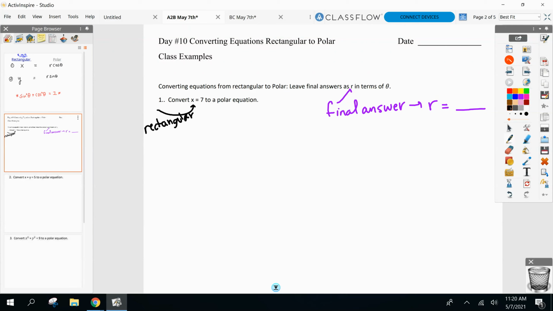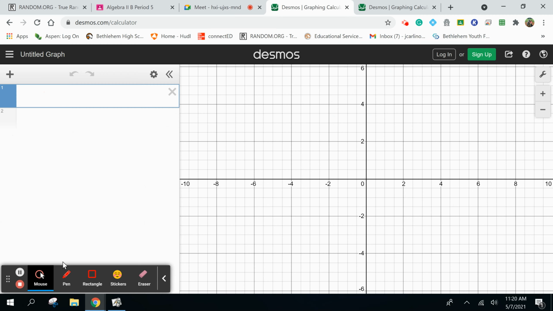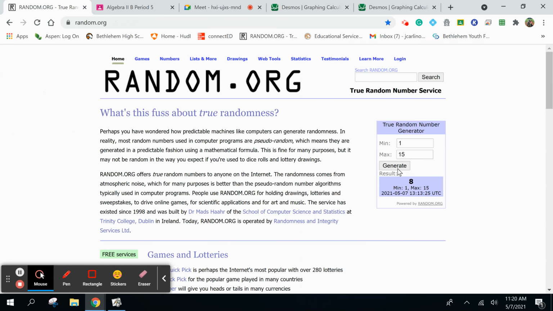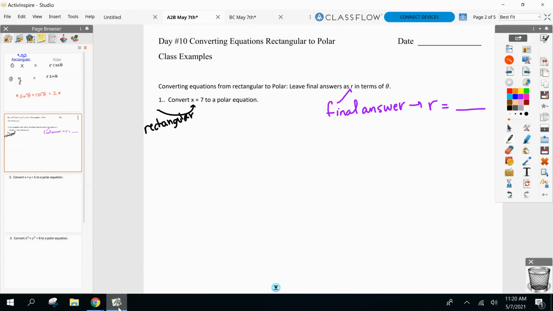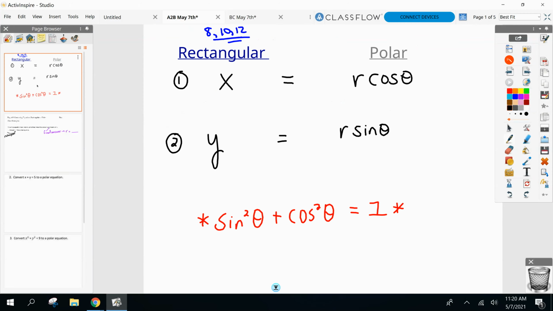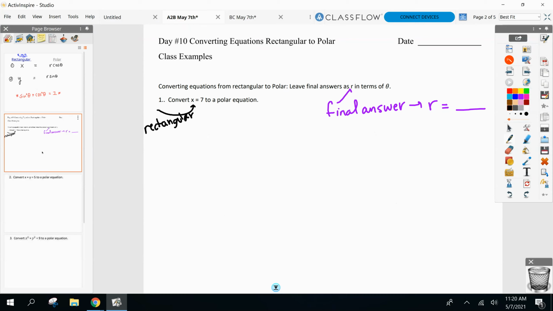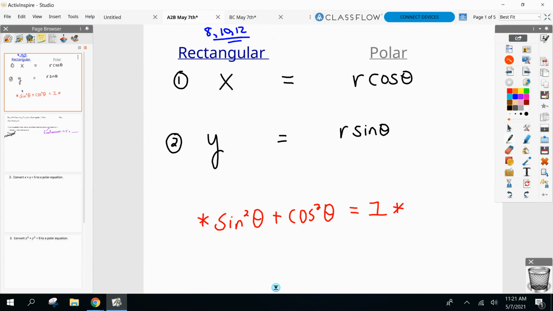X equals 7. Let's turn it into polar form. You guys see what variable up there? Don't say a word. Here we go. What variable do we see up there in that rectangular equation? Let's get it started. Liz, what variable do you see in that equation? X. And we just said anytime I see an X, what can we substitute in for polar form? What's X equal to here, Liz, in polar form?